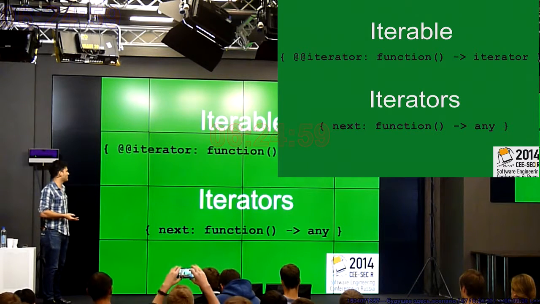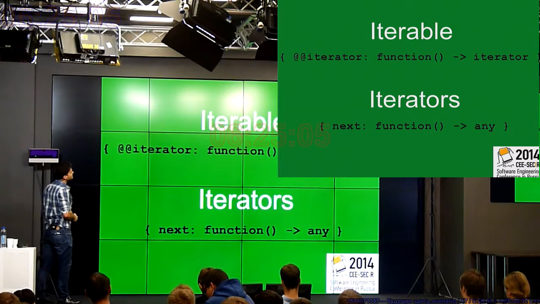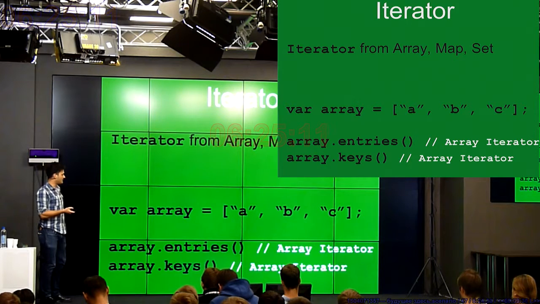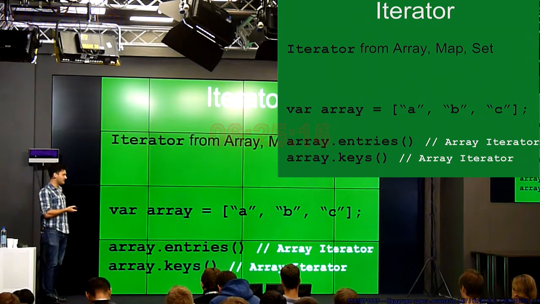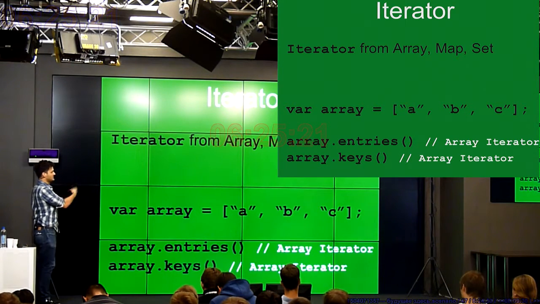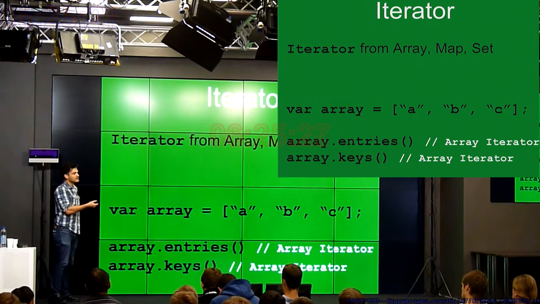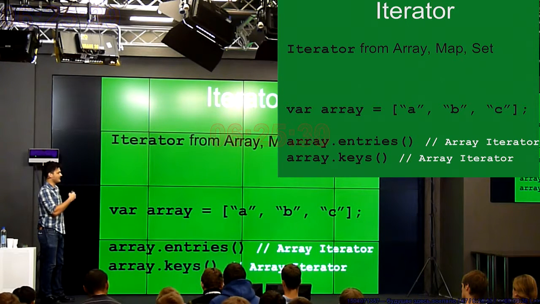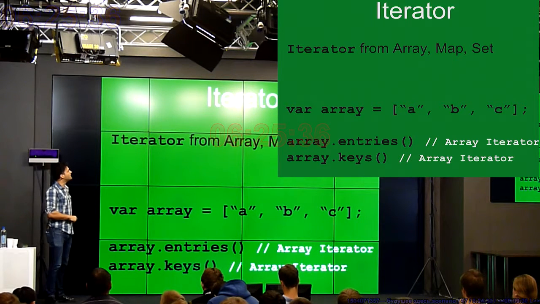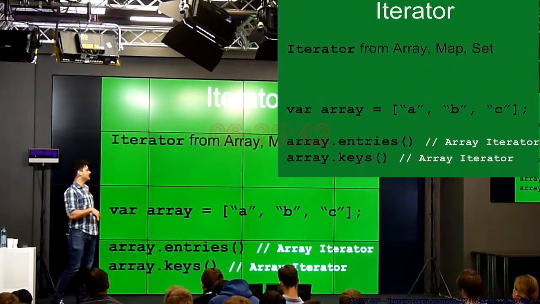It's basically a feature that you have in Java, in C#. So, for example, if you have an array, say ABC, and you have methods like entries or keys that allow you to generate iterators. And given an iterator, you can loop through it. So, for example, if I call array.keys and I iterate on this iterator, I will get the indexes of the array. If I call array.entries, I will get the values. So iterators are generated by iterables.